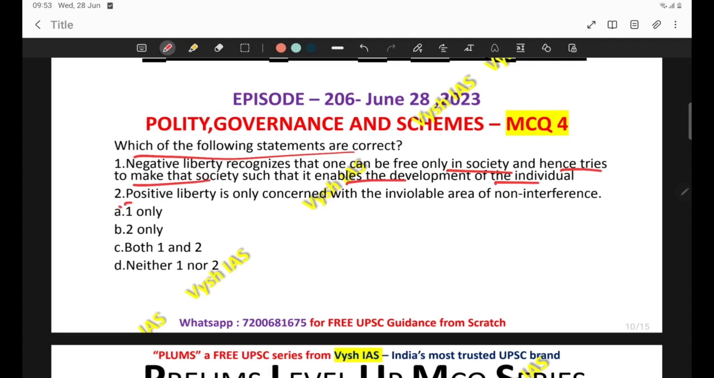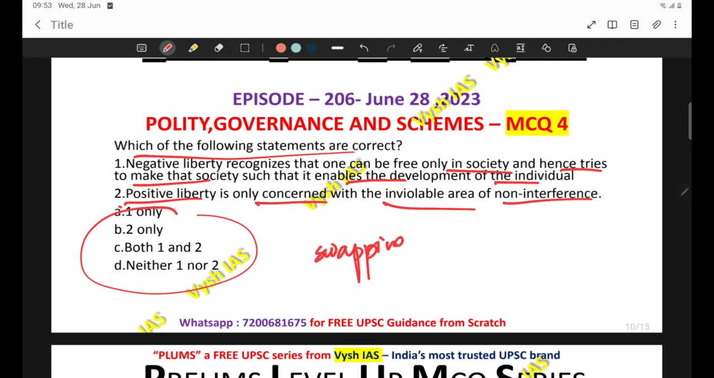Then second, positive liberty is only concerned with the inviolable area of non-indifference. Okay, so here if you don't know the terminology, you can go by logic also. Normally in 2 statement questions, the terminologies tend to be swapped. Okay, swapping is a normal tendency which is seen.